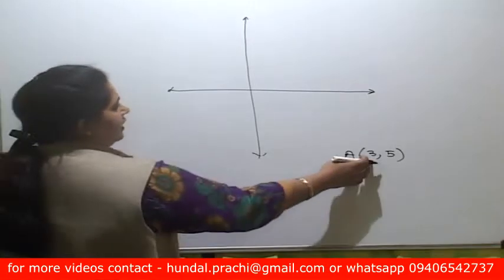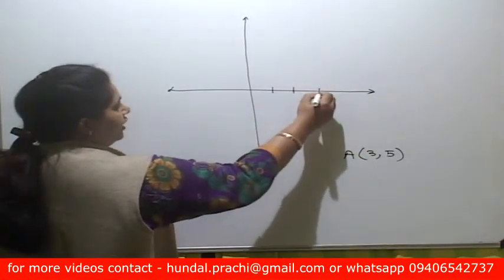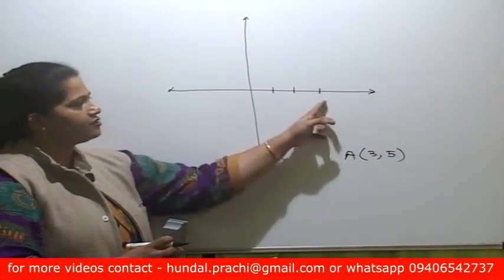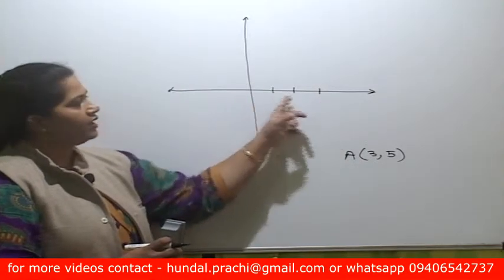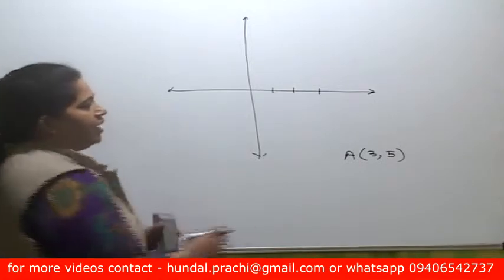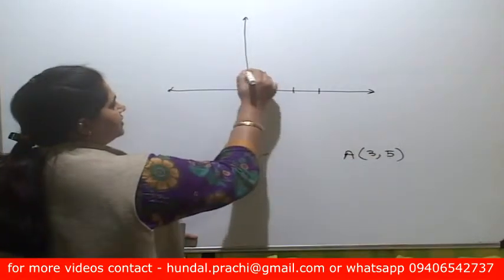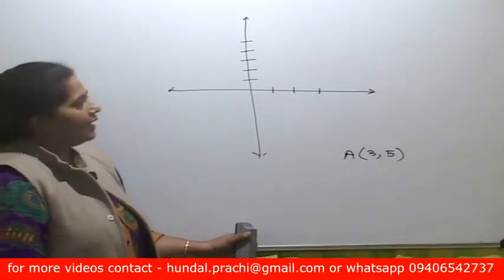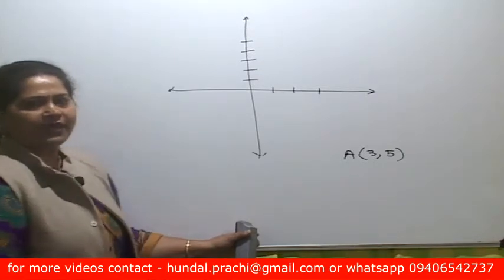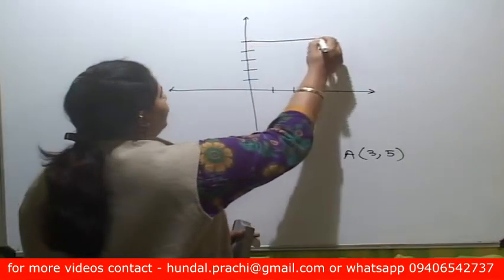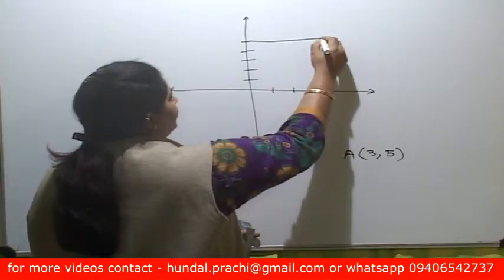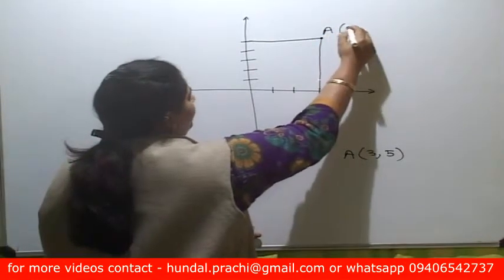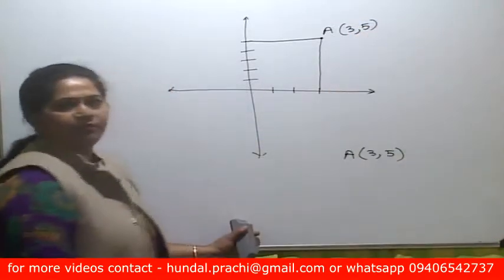So the x coordinate is 3, this means that this point is at a distance of 3 units from the y axis. See, here I have plotted this point. This point is 3 units away from the y axis. Now the y coordinate is 5, this means that the distance of the point from the x axis will be 5 units, that is, this point is 5 units away from the x axis. Now when we draw perpendiculars from these 2 points, we see that the 2 perpendiculars meet at this particular point, and this point will be termed as A, whose coordinates are 3 and 5.